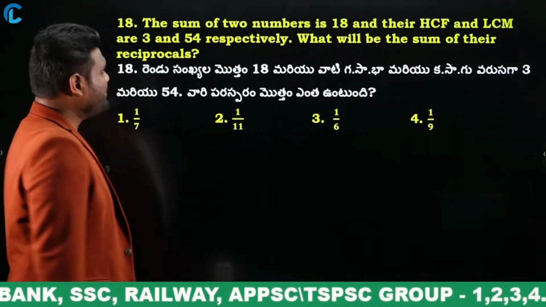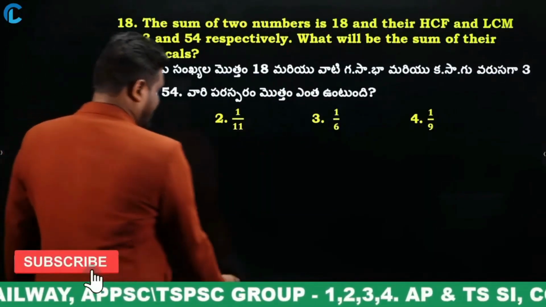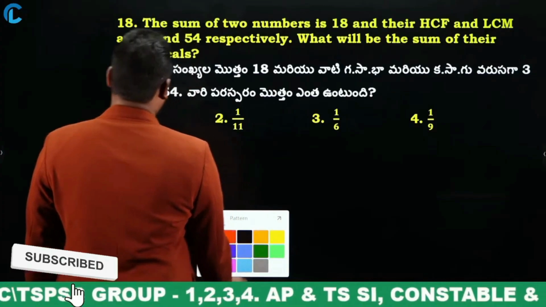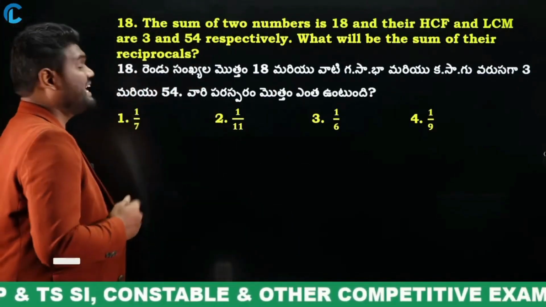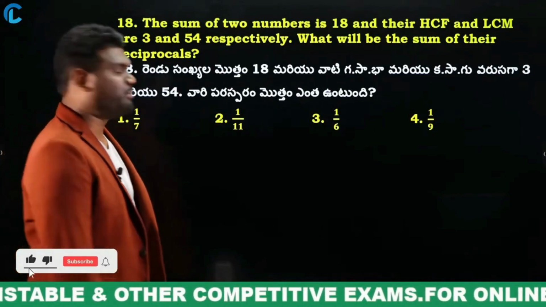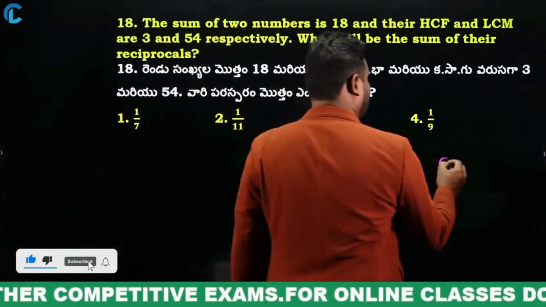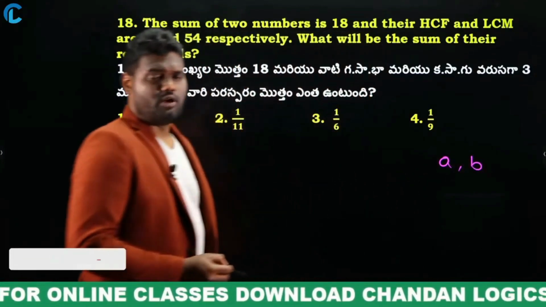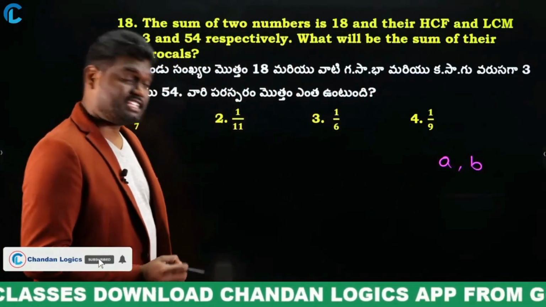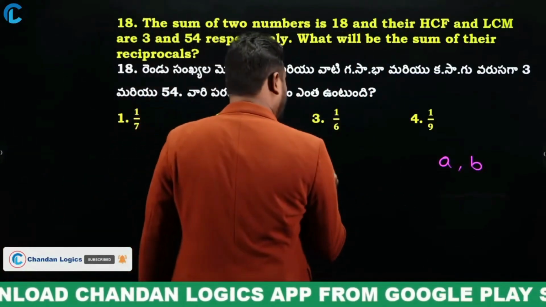Next one. The sum of two numbers is 18 and their HCF and LCM are 3 and 54 respectively. What will be the sum of their reciprocals? So the question is asking the sum of reciprocals. Let us assume the numbers are A and B. Reciprocal means the reciprocal of A is 1 by A.